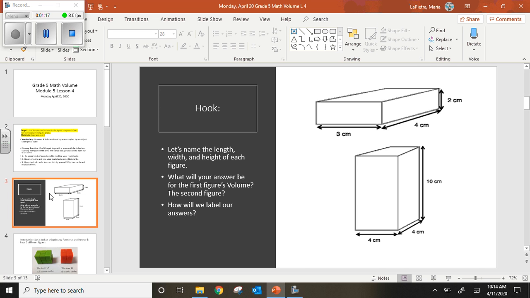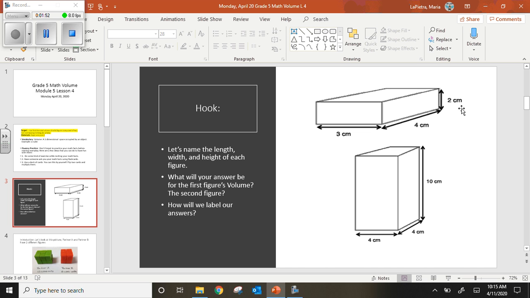So far, hooked today. This should be some review from the first few lessons that we started with volume. Let's name the length, width, and height of each figure. So for this one, we have 3 times 4 times 2. And if you write that down, because you're doing this with me, you should have 12 times 2, which will be 24 centimeters cubed with a 3 above it.